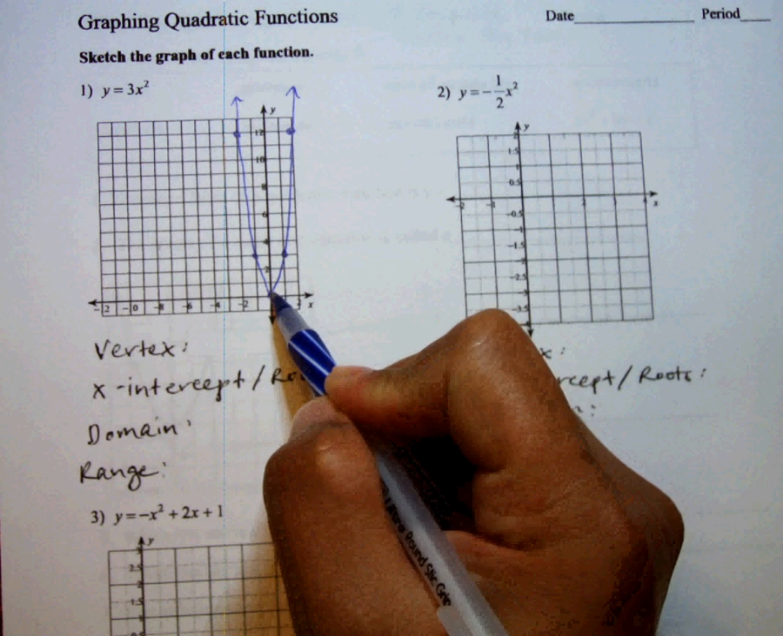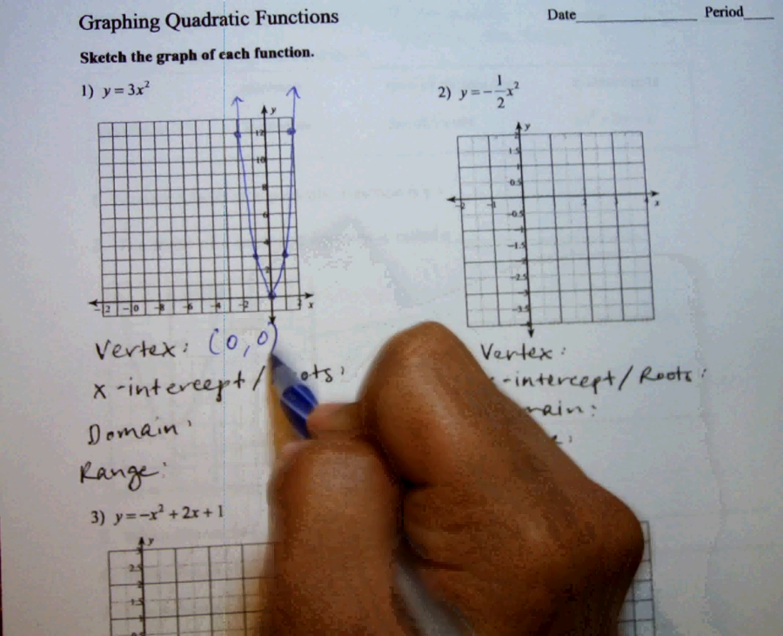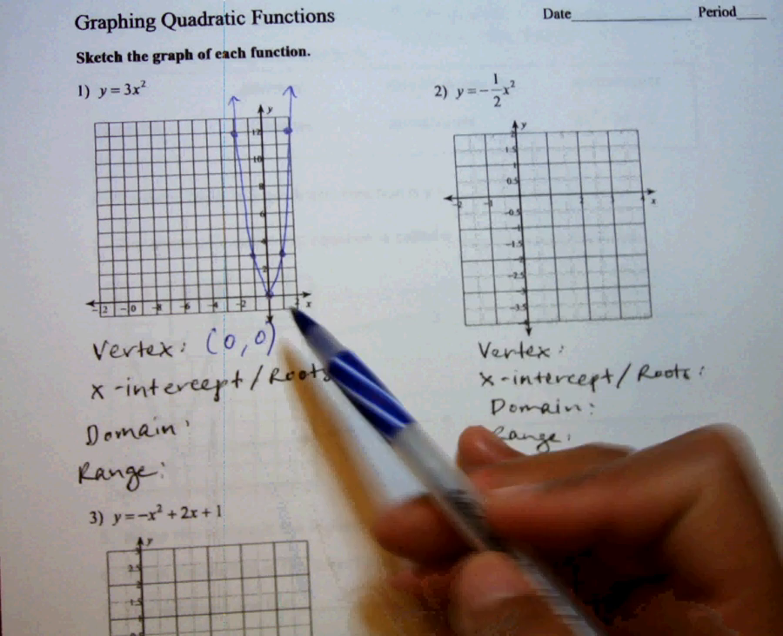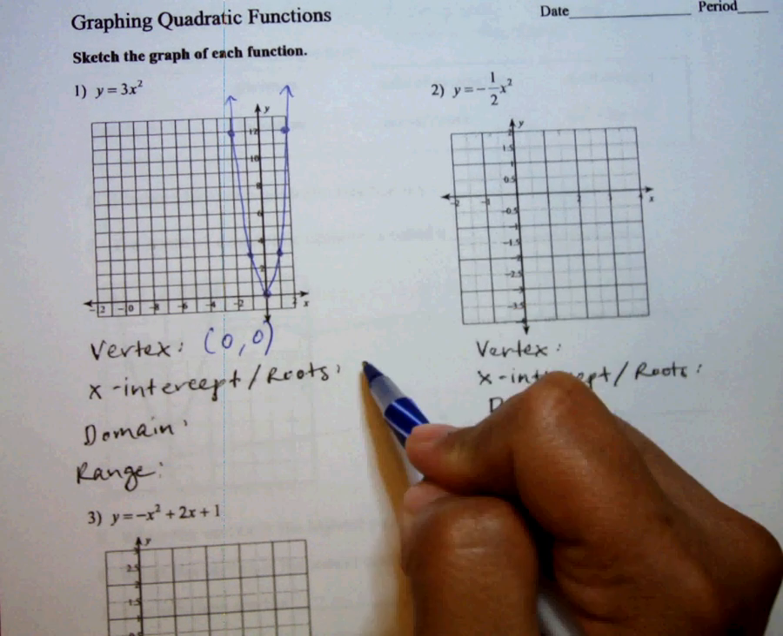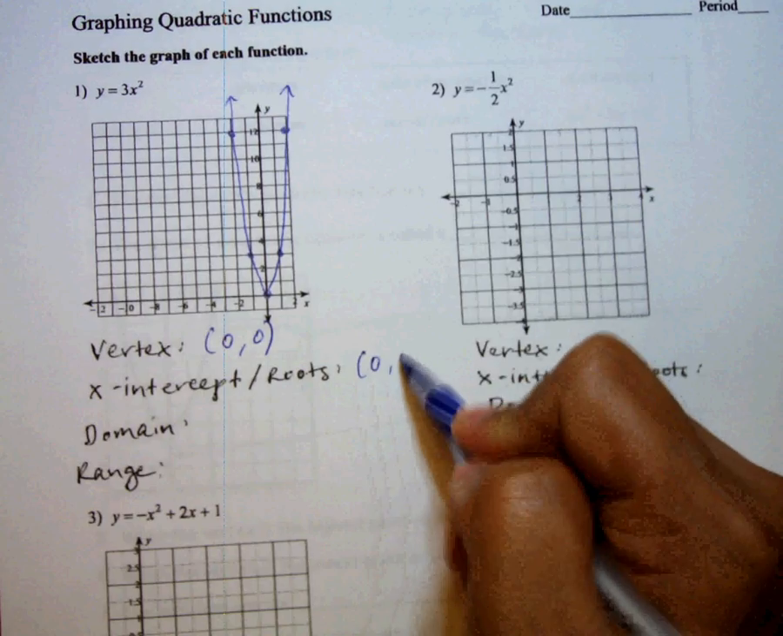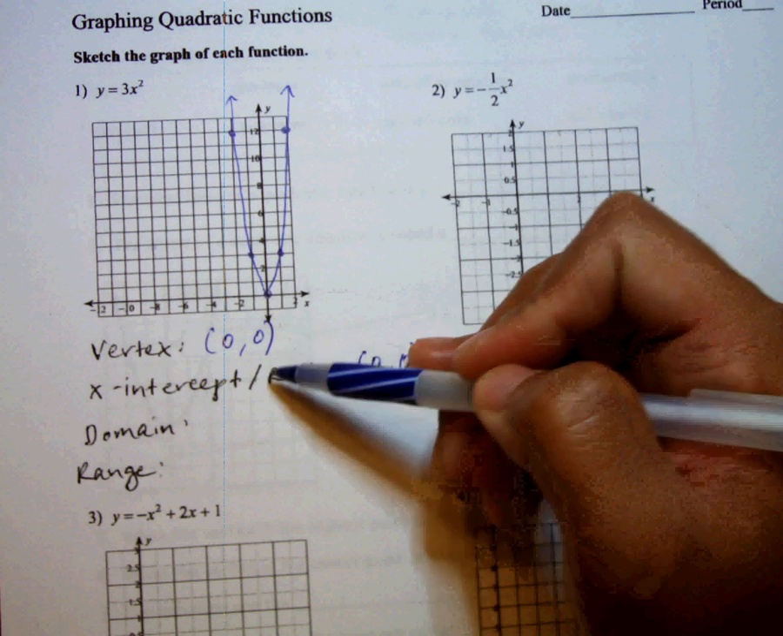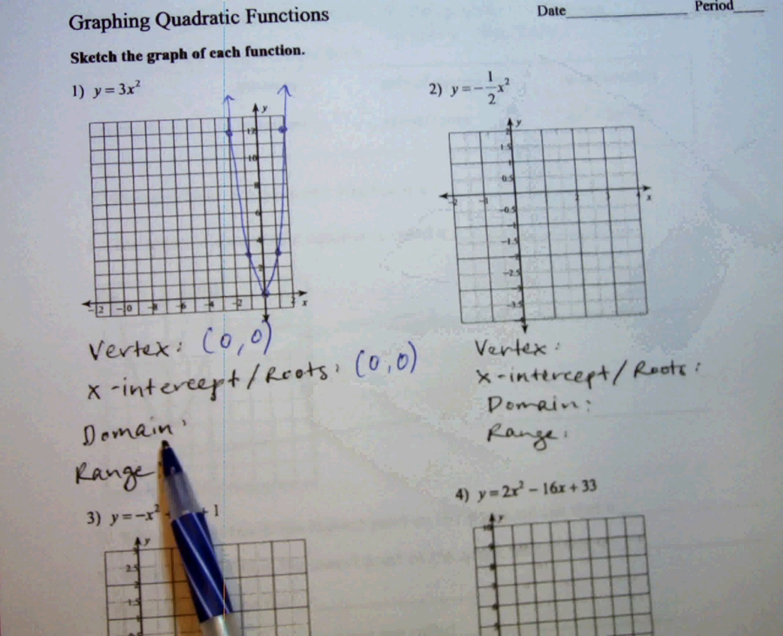Okay, so my vertex here, and this obviously is the lowest point in the graph, is (0, 0). That's the vertex. That is also known as the x-intercept because it touches the x-axis. So that's also my x-intercept or my solution. Whether it crosses or it touches the x-axis, that is considered to be my x-intercept or my roots.